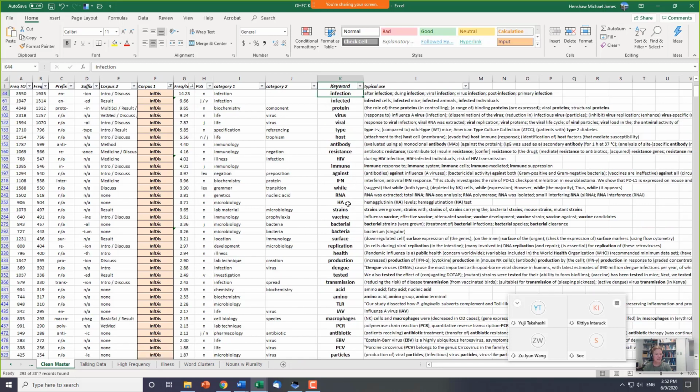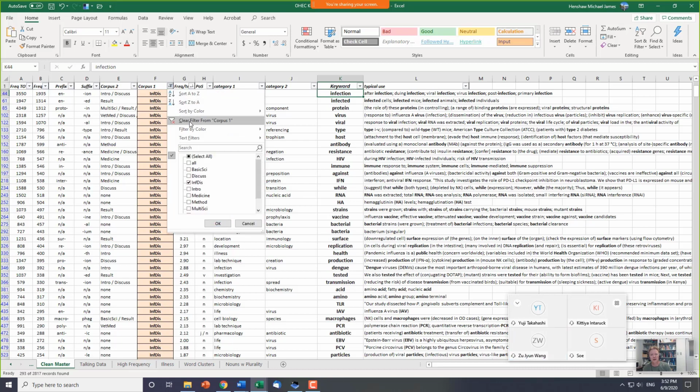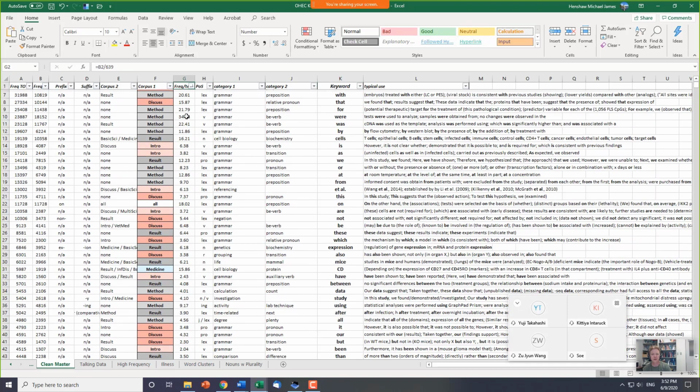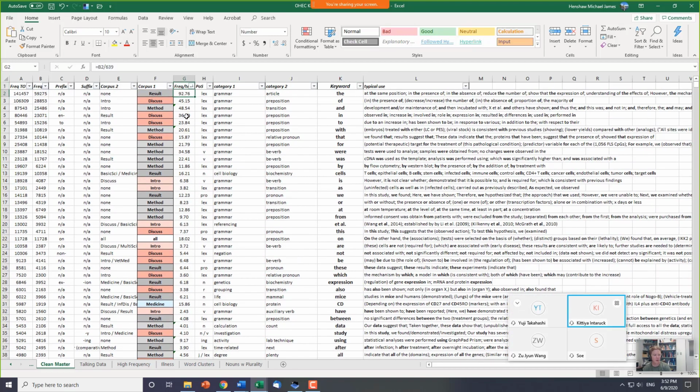Okay, does this make sense so far? Yes. Okay. So I'm going to clear my filter from Corpus 1 and get back to the top. I'm using control up arrow to navigate.